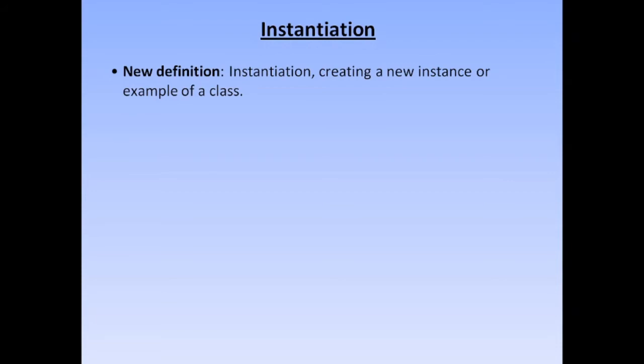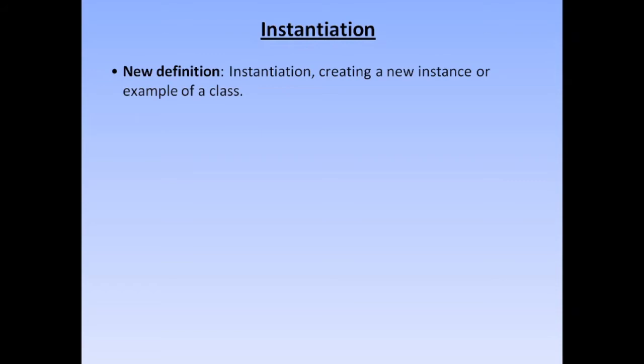Now, what is instantiation? Instantiation is creating a new instance, or example, of a class. First of all, we declare or define a class and give the body of the class, and whenever we make an object of that class, it means that we are instantiating an object of that particular class. Suppose the class is a type of user-defined data type.